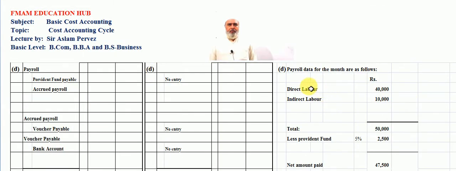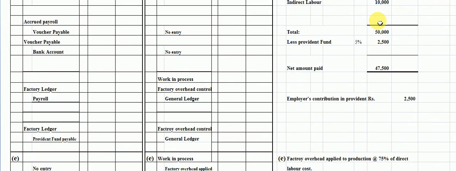Students, this is the D part. Payroll data for the month are as follows. Direct labor cost 40,000 rupees, indirect labor cost 10,000 rupees. Now students, the total gross payroll is 50,000 rupees. The deduction for provident fund is 5% of gross payroll, which is 2,500 rupees. Now deduct this amount from gross payroll. The net amount paid is 47,500 rupees.